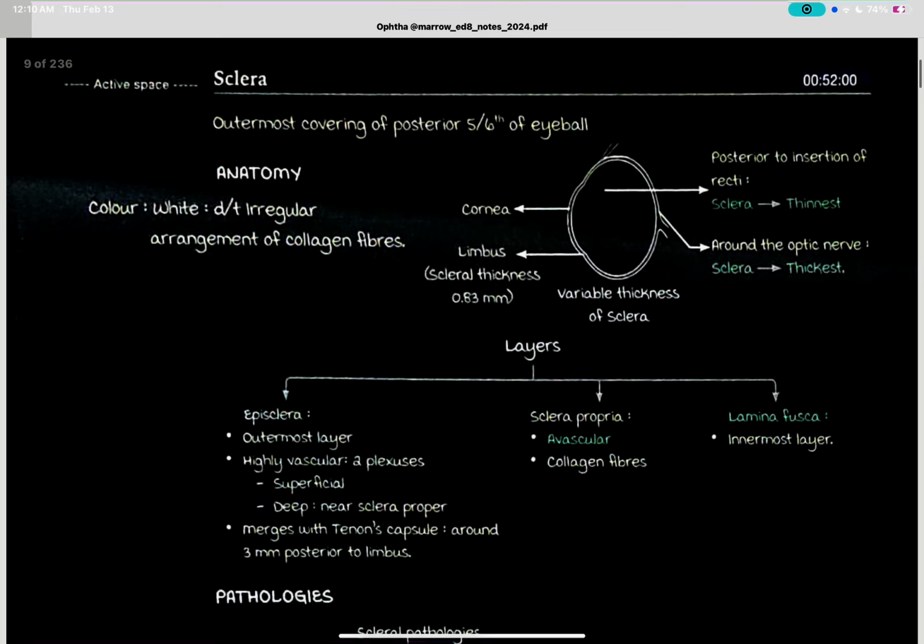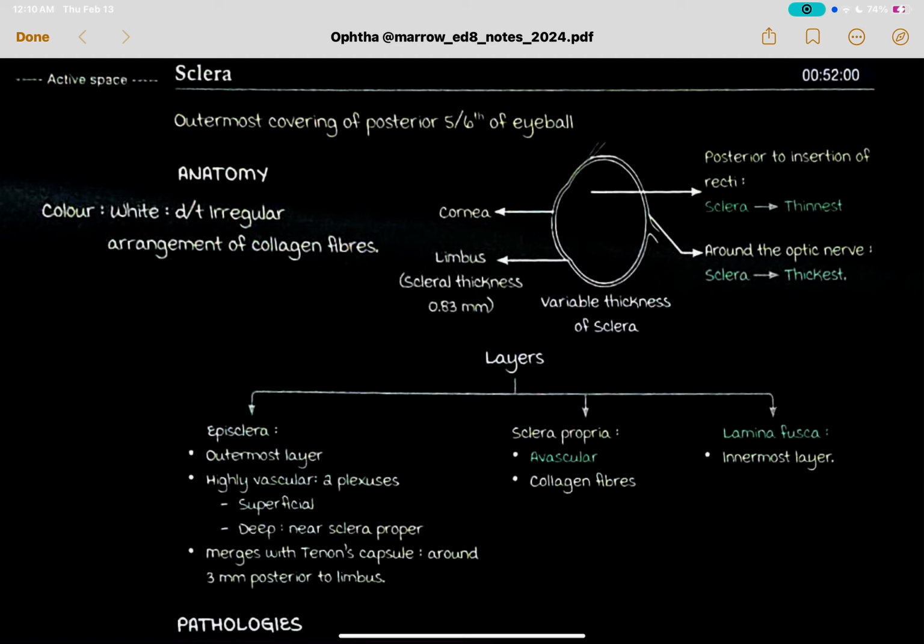Coming to sclera, outermost covering of posterior 5/6 of eyeball. Anatomy: white due to irregular arrangement of collagen fibers. Why is it white in color? Irregular arrangement of collagen fibers. And it is posterior 5/6 of eyeball.